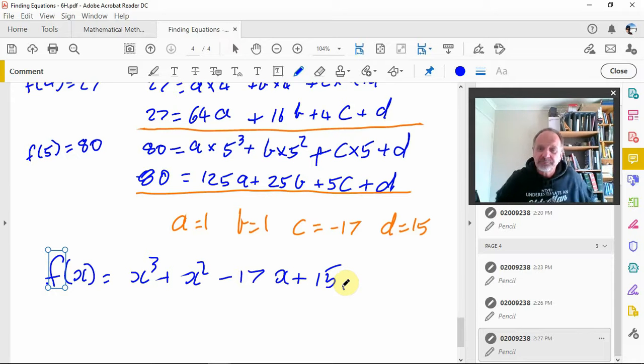Alrighty. So that's all it is. You've done this stuff before with quadratics and finding parabolas and stuff like that. So same idea. Get your information, put it in, and then solve for the values that you need to find.